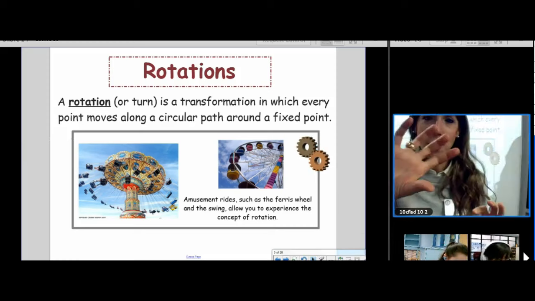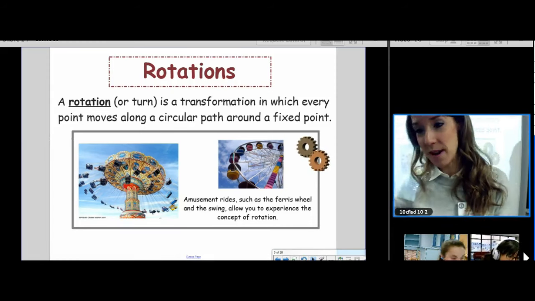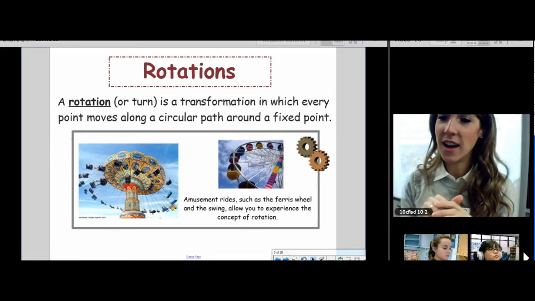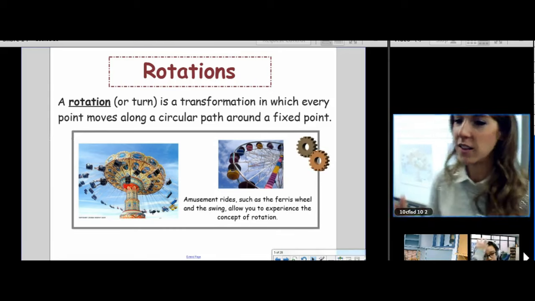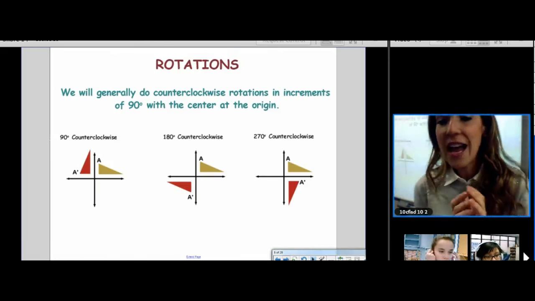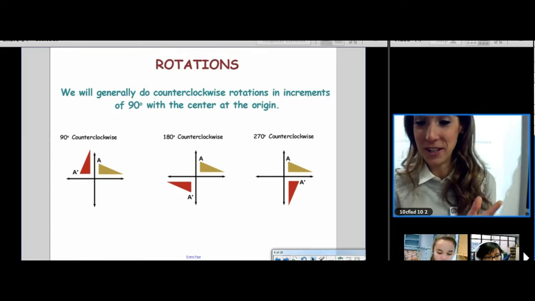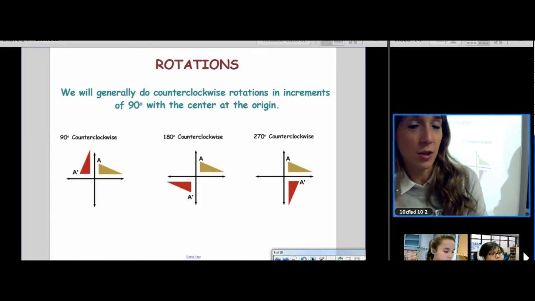So if you've ever turned a doorknob, you've performed a rotation. If you've ever gone on a Ferris wheel, you've been a part of a rotation. What else? When I'm driving a car, I'm rotating the steering wheel. Lots of rotations all around us. We are generally, yes, we are rotating right now, the Earth, right? Very good. We generally do rotations in increments of 90 degrees, and we're going to do them counterclockwise.